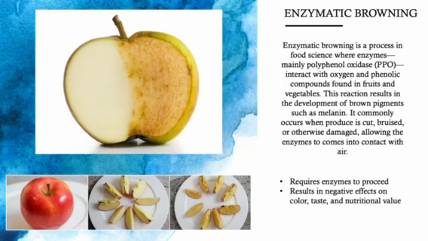The third topic we'll talk about is enzymatic browning, which is a process in food science where your enzymes interact with your oxygen and your phenolic compounds found in your fruits or your veggies. This reaction also results in the development of brown pigments such as melanin, and it commonly occurs when your produce is cut or it's bruised or damaged, allowing the enzymes to come into contact with air.